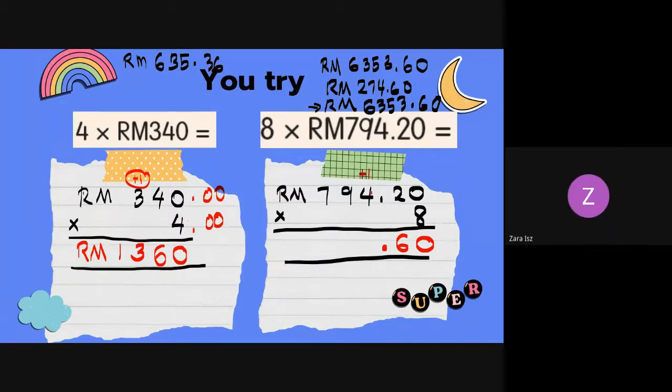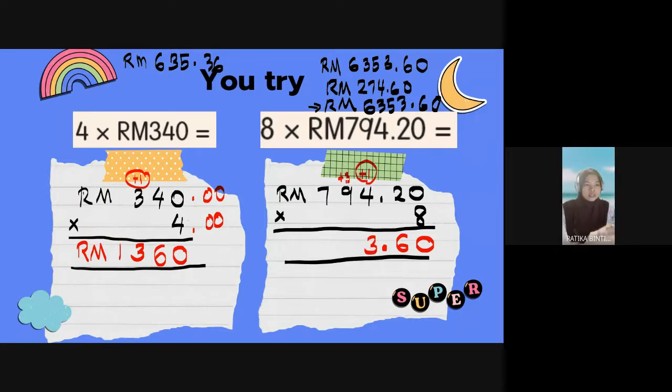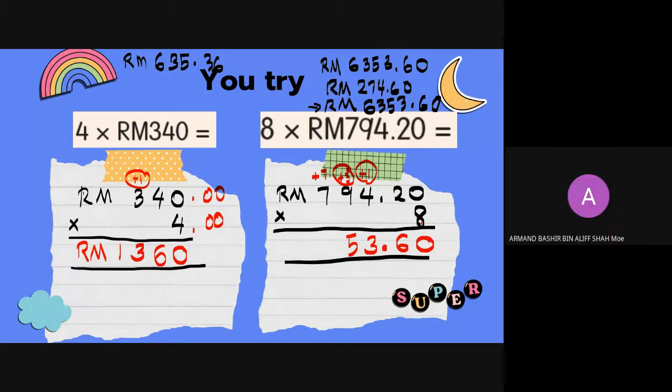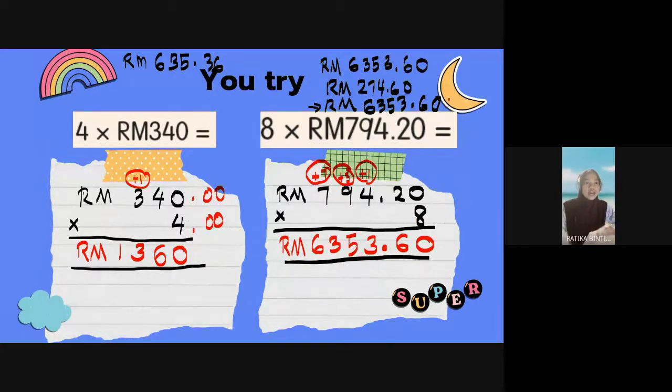Make sure you multiply first before you add. So, 4 times 8 is? 32. 32 plus 1 is? 33. So, 9 times 8 is? 72. Plus 3? 75. Okay. Now 7 times 8 is? 56 plus 7 is? 63. Very good. So, don't forget the RM. Okay, so the answer is RM6,353.60. So, this is the correct answer.